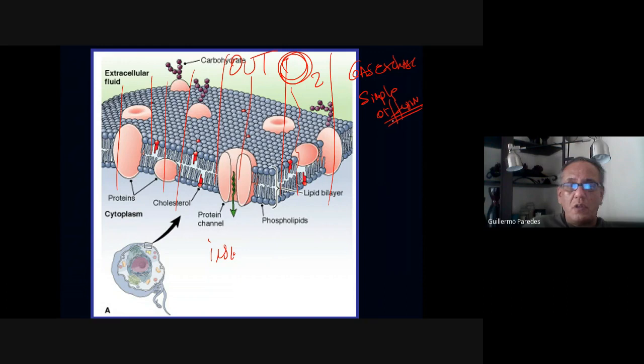Then we have the other molecules that are bigger. These bigger molecules will be, for example, the amino acids.